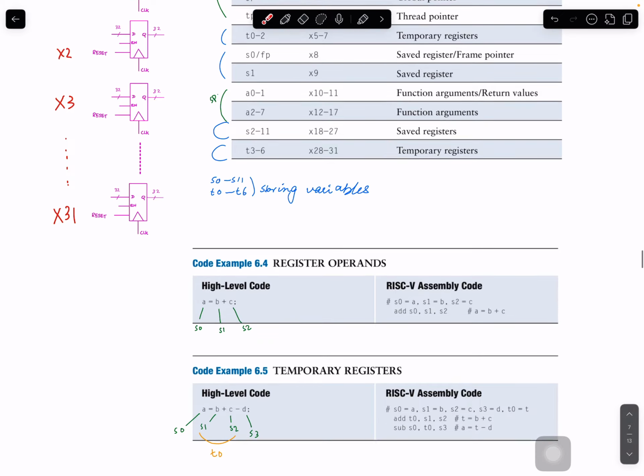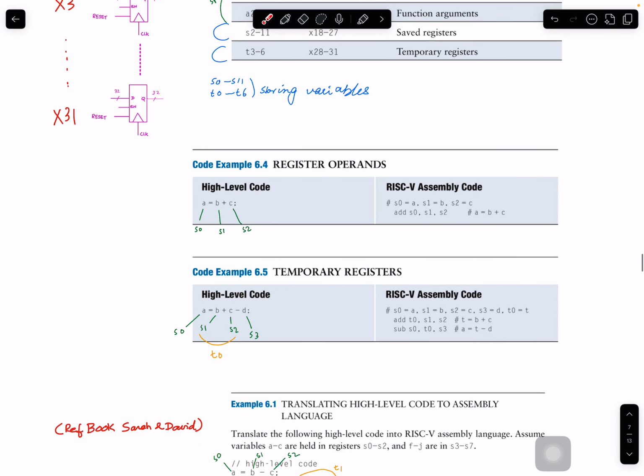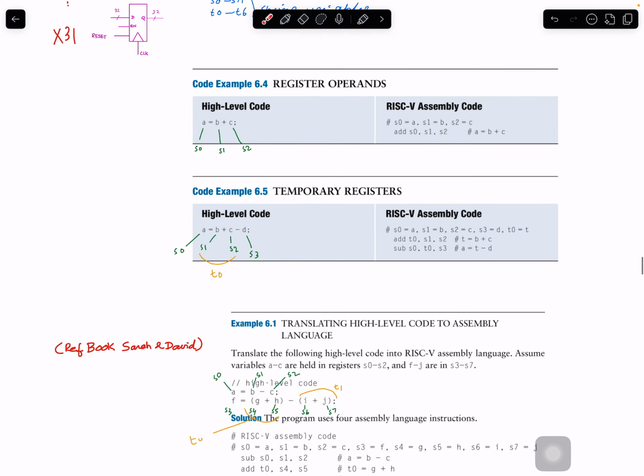Then we started looking into the add and sub instructions, and took an example from the book. In high-level code, a equals b plus c, and how that actually goes into assembly. That is important because from assembly we know what kind of things run on our processor. So add and subtract take two source operands and one destination. Two source registers, one destination register, right?